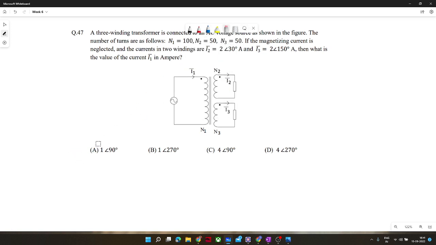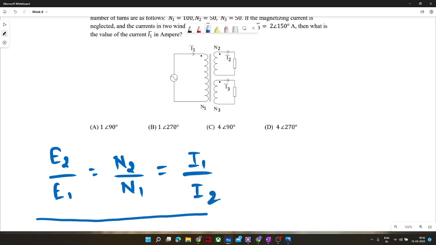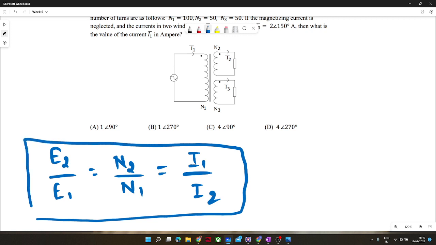The MMF balance equation, or even the transformation ratio, you can apply. The MMF balance equation is, in other terms, the transformation ratio. So we all know E2 by E1 is equal to N2 by N1. In a transformer, this is generally the trend which any transformer follows. And if E2 by E1, then I1 by I2. So this is the famous transformation ratio, which you should keep in your mind.